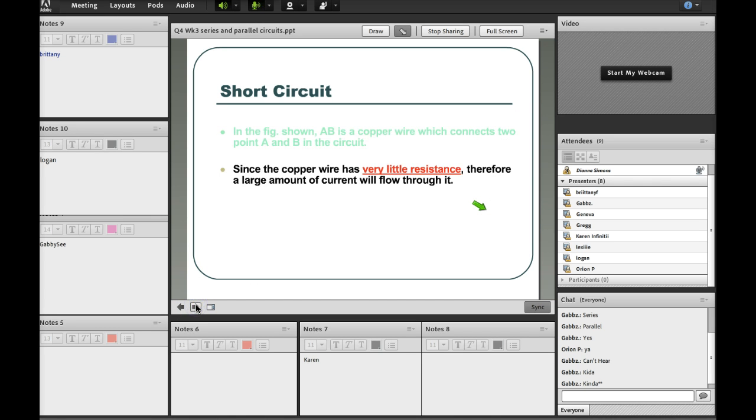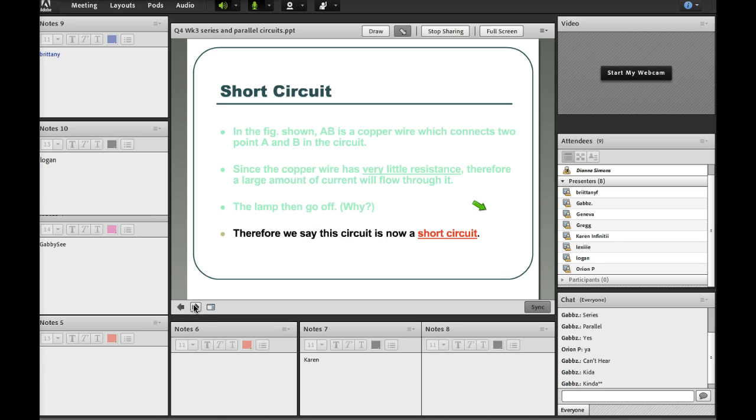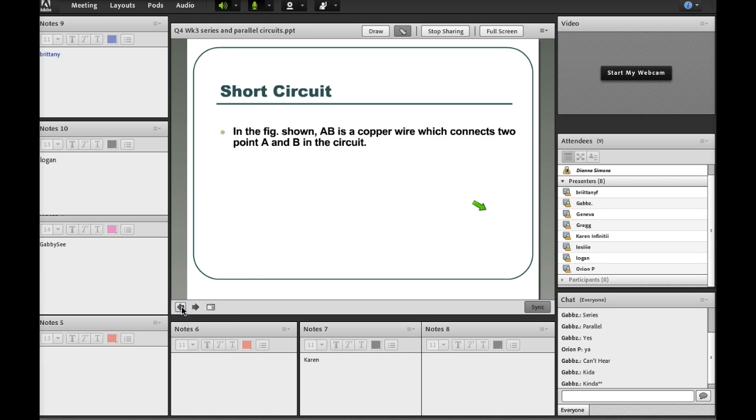So in this figure, A, B, a copper wire. Okay, that must have been the other one. Let me go back. Never mind. So, excuse me. Some copper wires have very little resistance. I don't know if you can read that anymore. Let's go back.